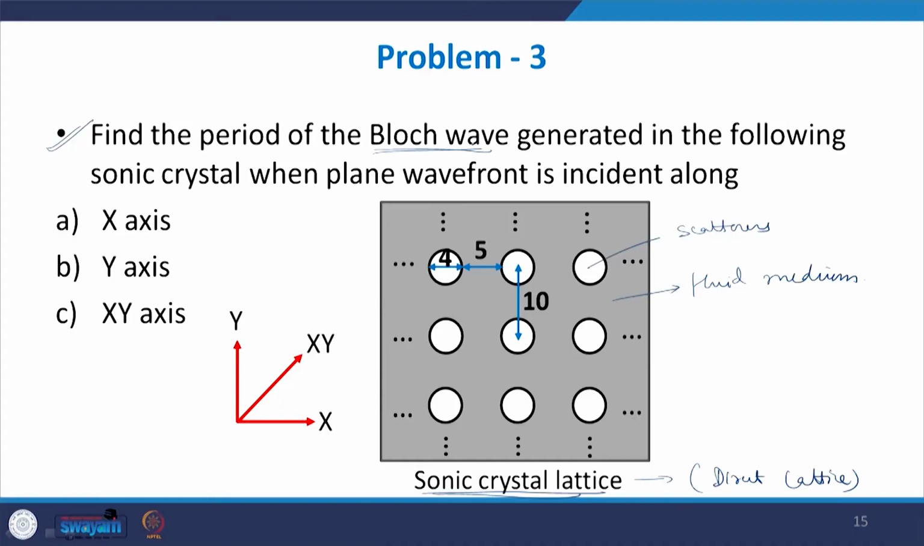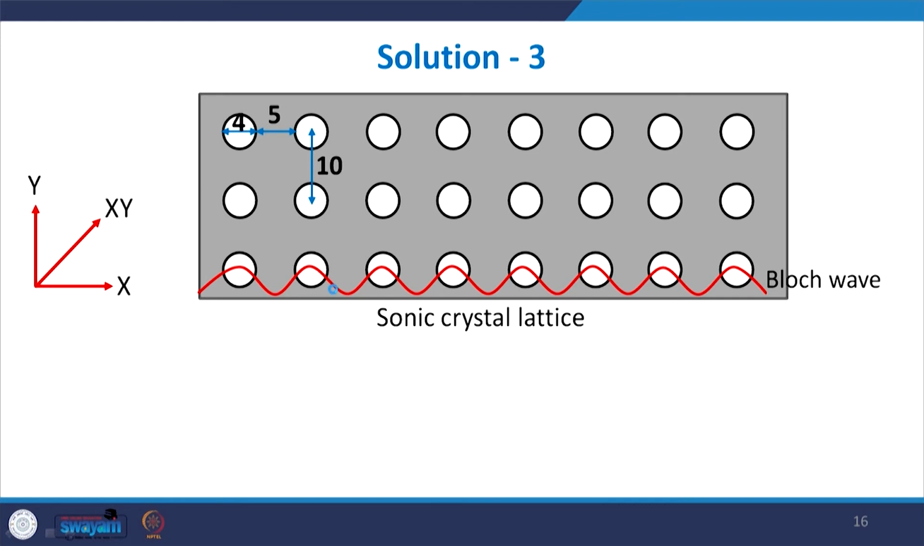But if we only take the Bloch wave into account, or the wave that is typically governed by Bloch's theorem, then what I have to find is the period of the acoustic wave that is generated when a plane wave front is incident along the x axis, y axis and the xy axis. So 3 different directions are given to us. So when the wave is incident along x, what will be the period of the wave? If it is incident along y, what will be the period, and so on. So let us solve it here.